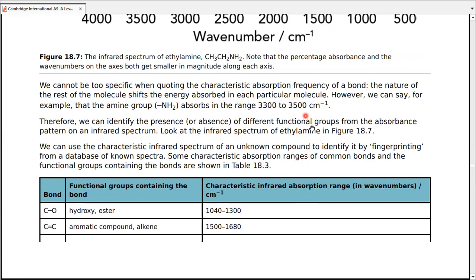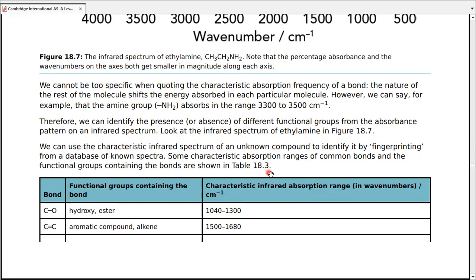Okay, we can't be too specific when we are quoting the characteristic absorption frequency of a bond. The nature of the rest of the molecule sometimes shifts the energy absorption in a particular area or a particular bond in a particular molecule. So, for example, we can say the amine group absorbs in the range of 3,300 to 3,500 per centimeter. So, with different parts of the molecule, maybe the amine in ethylamine would be slightly different than methyl or propyl or some other aromatic amines, right? So the presence of the rest of the molecule may define the absorption frequency, and that may differentiate from one molecule to another.